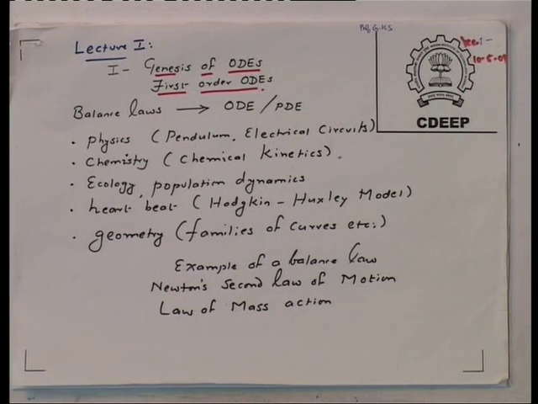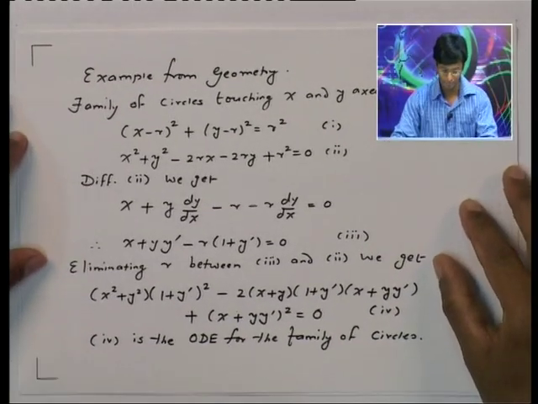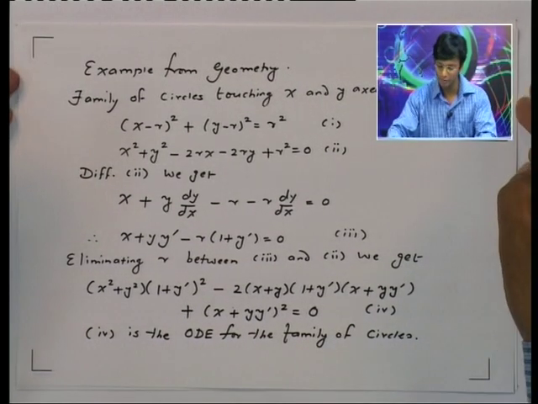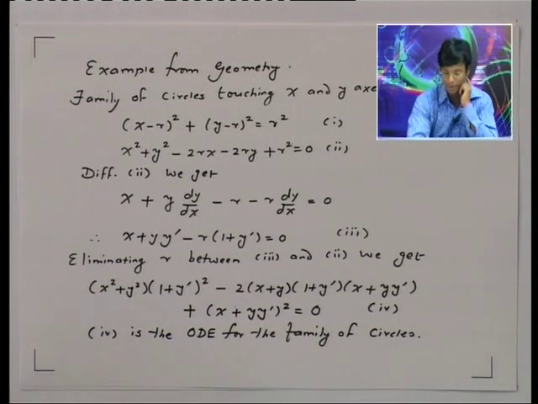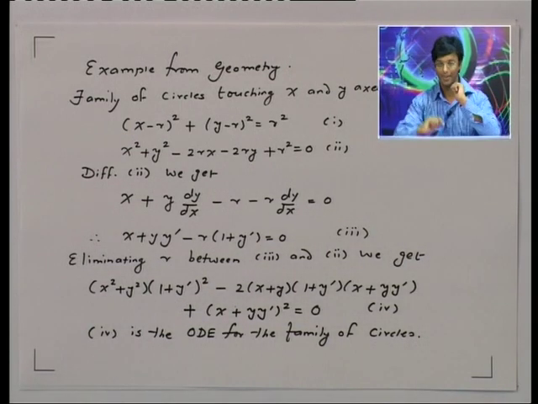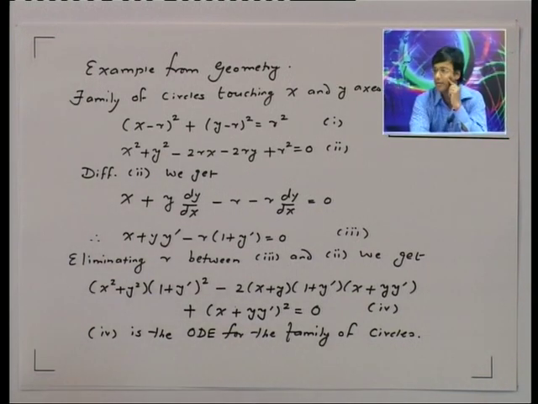So, let's look at some examples. Let us take a simple example from geometry. Let us take a family of circles, which I should think of as a toy example. Let us look at a family of circles touching the x and y axis. You have the x and y axis, and a circle touches the x axis and y axis. So, the center should be what? r comma r, and the radius is also r.